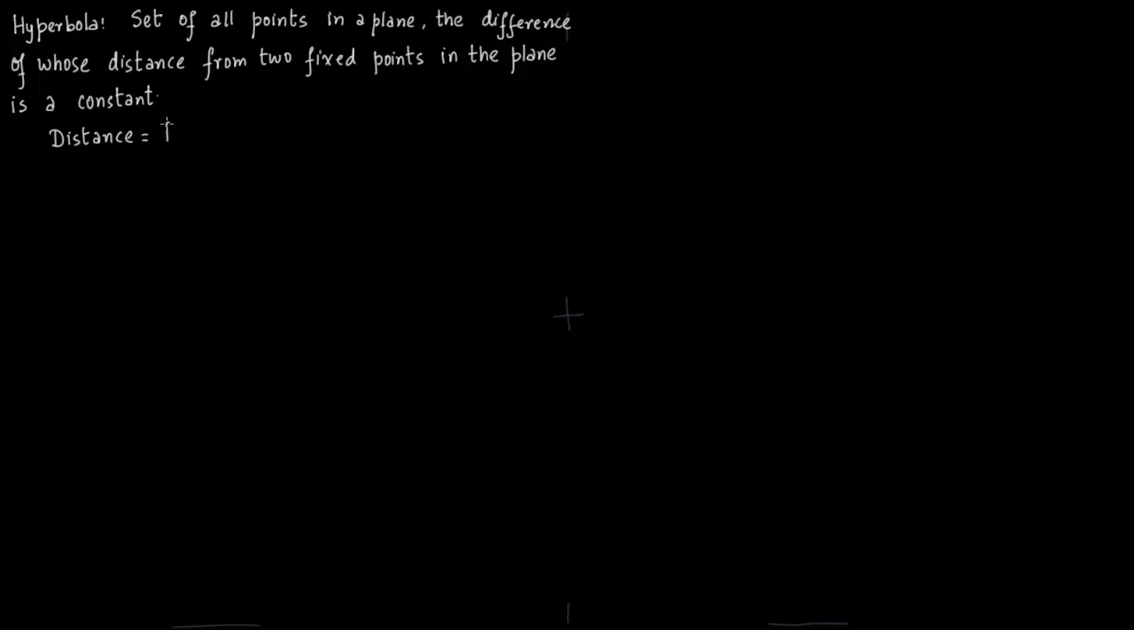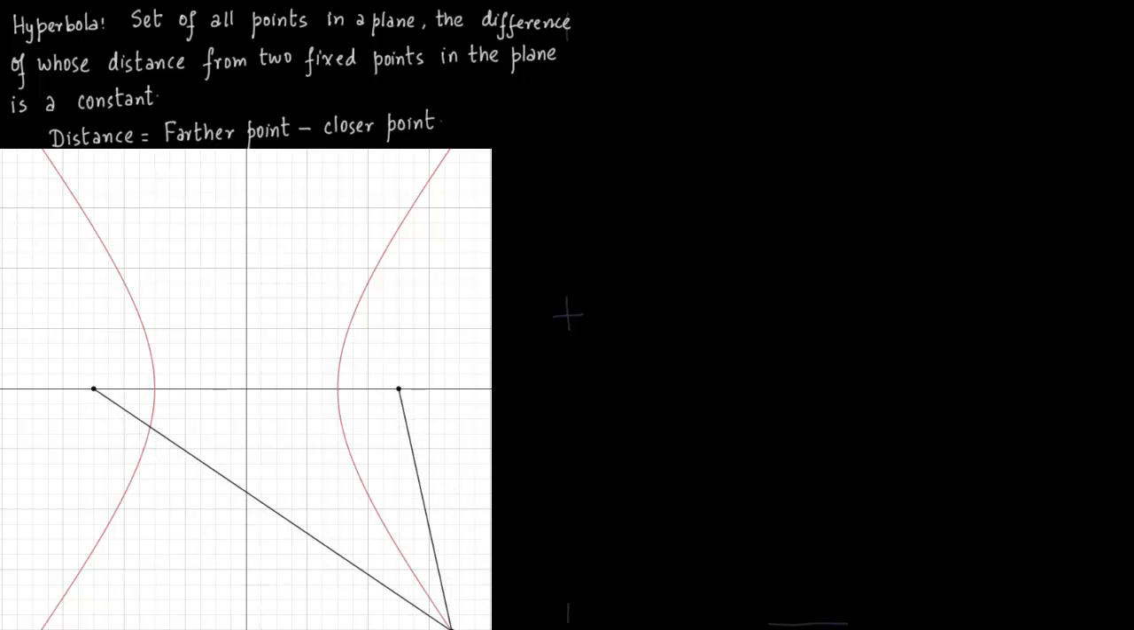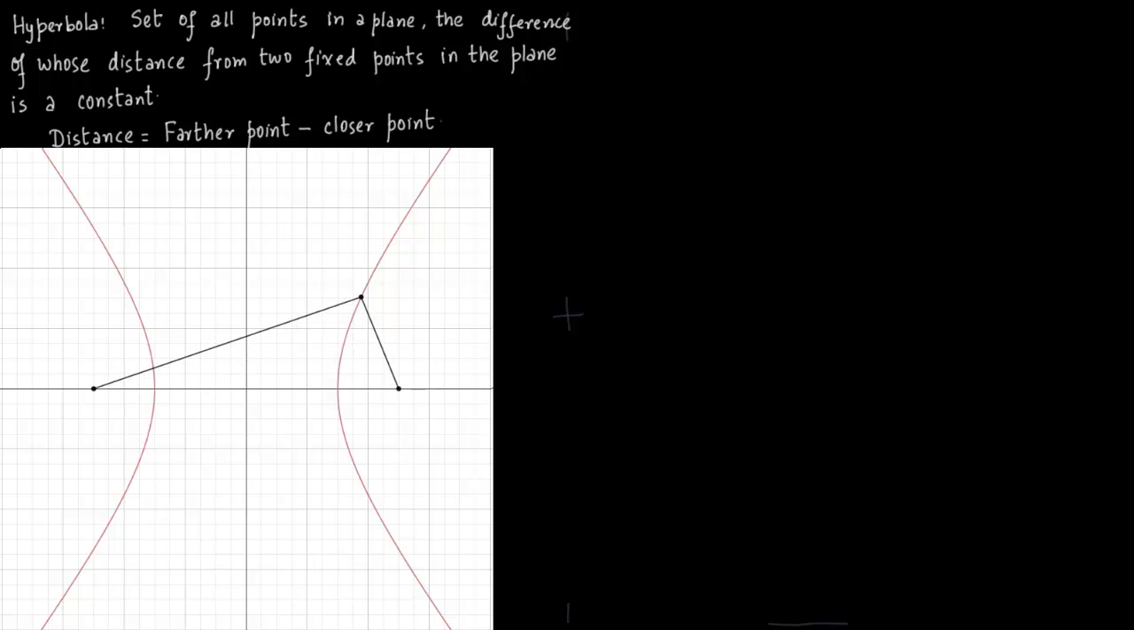So what is this distance? This is the farther point minus the closer point. So basically we will have two line segments, and we are talking about the difference between the longer segment minus the shorter segment being constant. Notice that as we move across the hyperbola, the difference between the longer segment minus the shorter segment remains constant. So we are tracing the hyperbola.